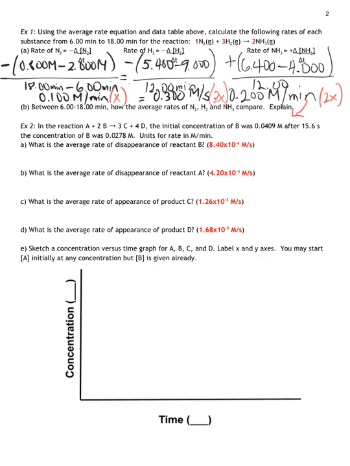Between 6 minutes to 18 minutes, how do the average rates of nitrogen, hydrogen, and ammonia compare? And we see that the rates actually stoichiometrically proportion out. So the rates align with the stoichiometry, with the stoichiometric coefficients, which are the coefficients from the balanced equation.